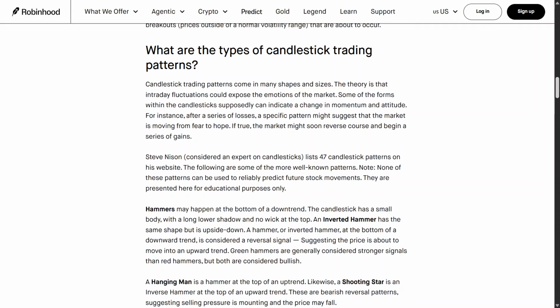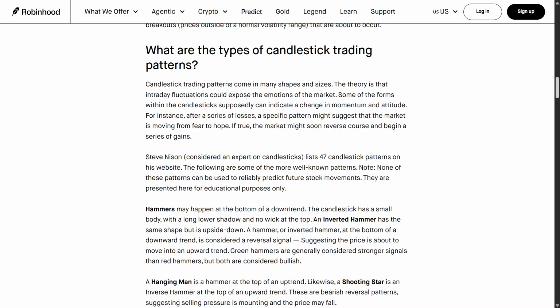The main rectangular section is called the real body. It shows the difference between the opening price and the closing price. A green candlestick means the stock closed higher than it opened, indicating the price increased during that period. A red candlestick means the stock closed lower than it opened, indicating the price decreased.